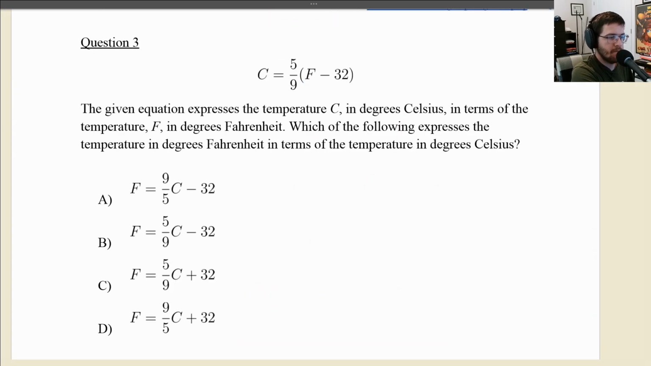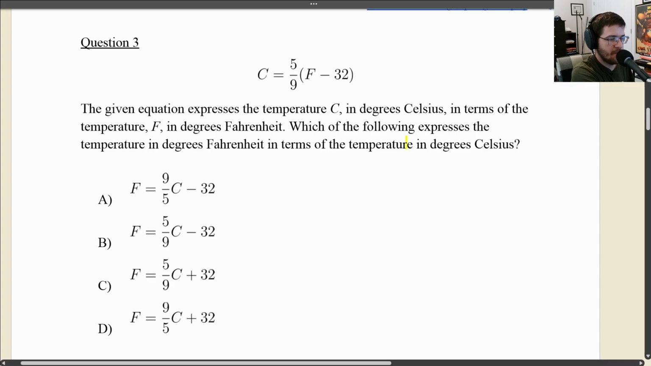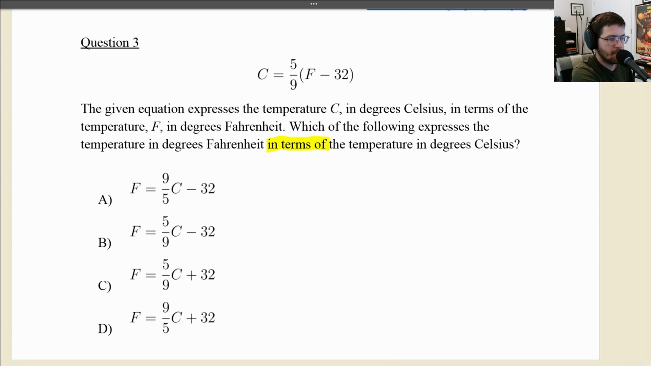Okay, question 3. So I see this phrase here in terms of, right before that comes degrees Fahrenheit. So it seems like I want to get F by itself. And if you look at the choices, we can just kind of see that. That might be an easier way to make sense of that. Anyway, so the letter we want to get by itself is right there. Really quick way to handle this.